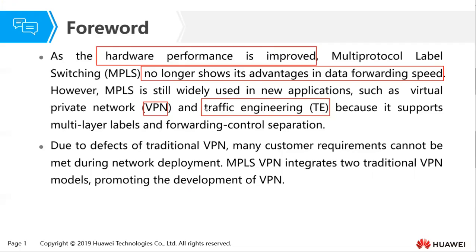So when we were doing HCIA, we talked about MPLS traffic engineering. Here we're not going to look into that. We're just going to focus on MPLS VPN. The reason why it's used is because it supports multi-layer labels, so you can nest labels, and forwarding control separation.